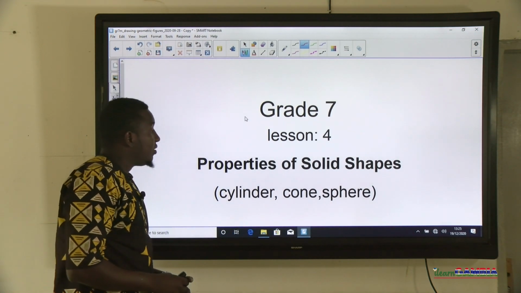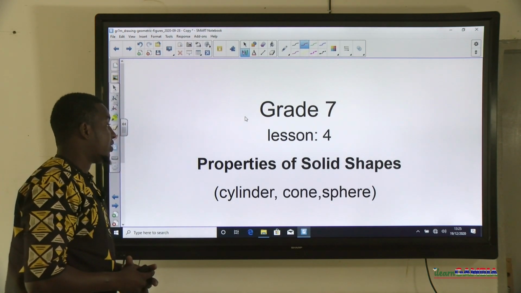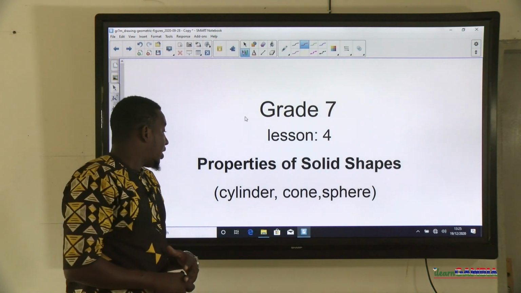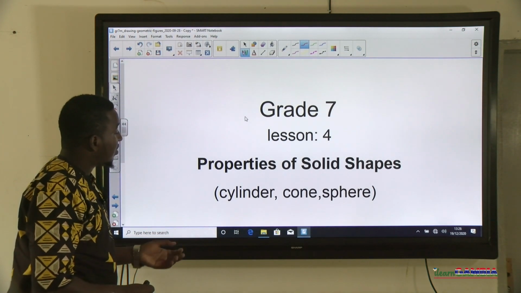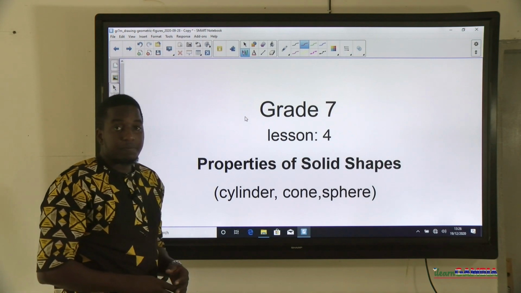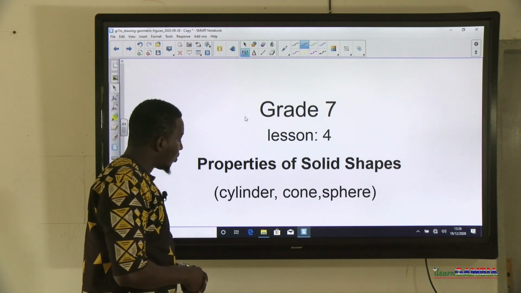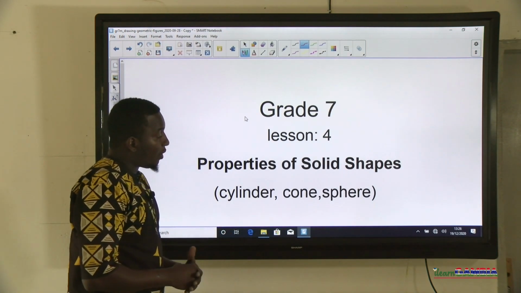In our previous lesson, we looked at some of the properties of the plane shapes, and we concentrated on the cubes and cuboids. Today we are going to look at the cylinder, cone, and sphere. We are going to look at these solid shapes and talk about their properties.